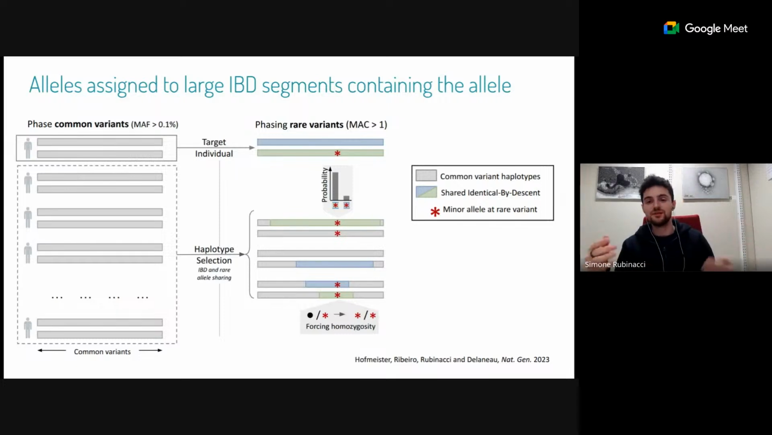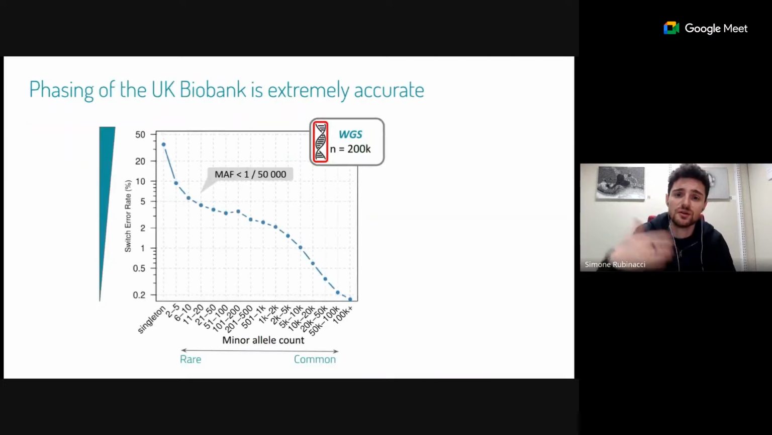So now that I briefly mentioned how the method works, I'm going to show you how well this performs. And this is how the method performs for the whole genome sequencing data of the UK Biobank samples. On the y-axis, we have a measure of phasing errors called switch error rate. We measure this switch error rate as a function of minor allele count on the x-axis, as we want to see how the method performs at rare variants, where we know that the phasing won't work as well.